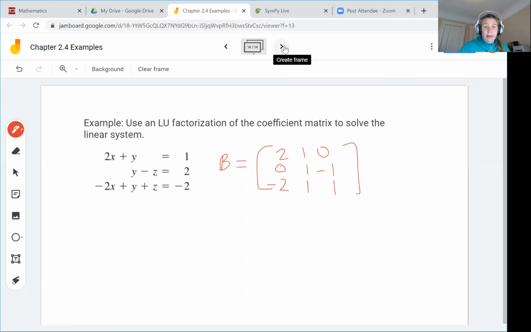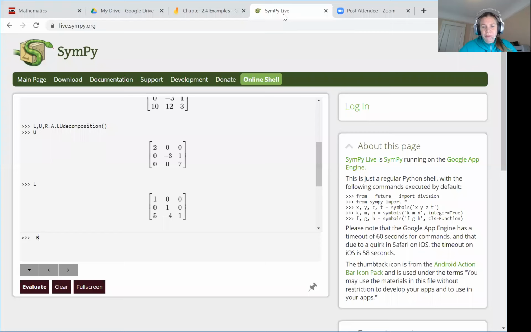All right, I want the L and the U, my lower triangular matrix and my upper triangular matrix. So I'm going to head over to SymPy and let SymPy do this calculation for me. I'm going to say B equals Matrix. My first row is 2, 1, 0. My second row is 0, 1, and -1. And my last row is -2, 1, and 1.